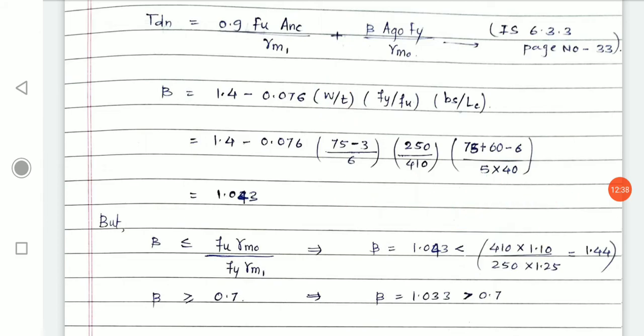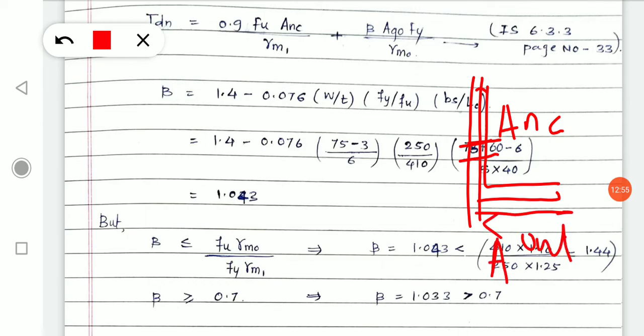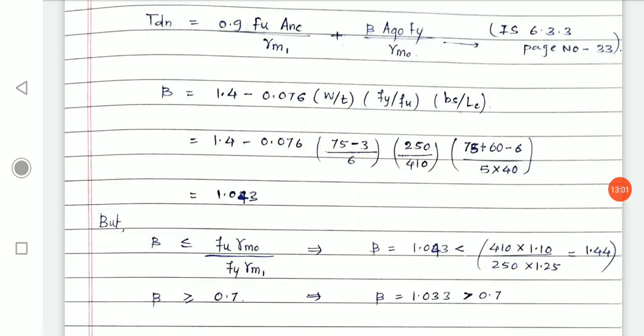Outstanding leg means what? See, if you have an angle like this, connected like this, then this is the connected leg area and this is the outstanding leg area. I hope you remember, and the length of this outstanding leg is considered as W over here. Okay, the next part is T. T is the thickness of the angle.